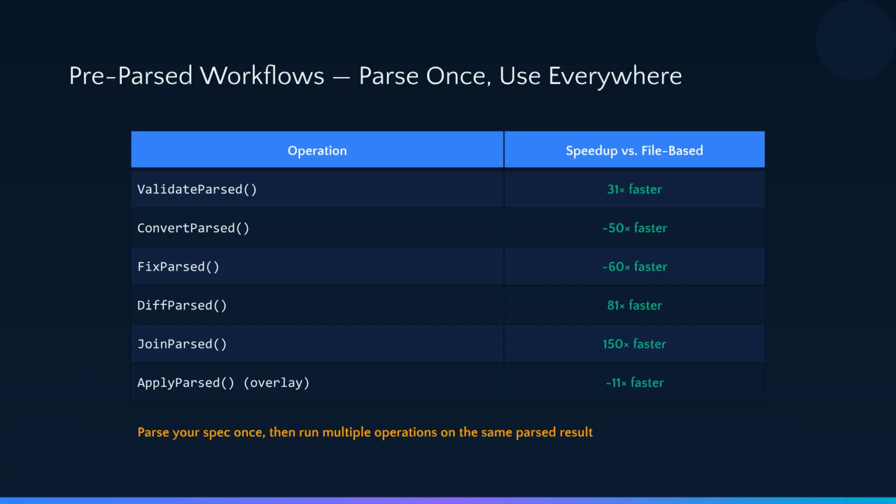Pre-parsed workflows: parse once, use everywhere. One of the most powerful features of OAS Tools is the parse-once pattern. Instead of each operation rereading and reparsing your spec file, you call parser.ParseWithOptions once and pass that result to every subsequent operation. For large specs like Microsoft Graph, this means validation goes from seconds to milliseconds. The join operation sees the most dramatic improvement at 150x faster. This is critical for CI/CD pipelines, where you might validate, fix, convert, and generate in a single workflow.